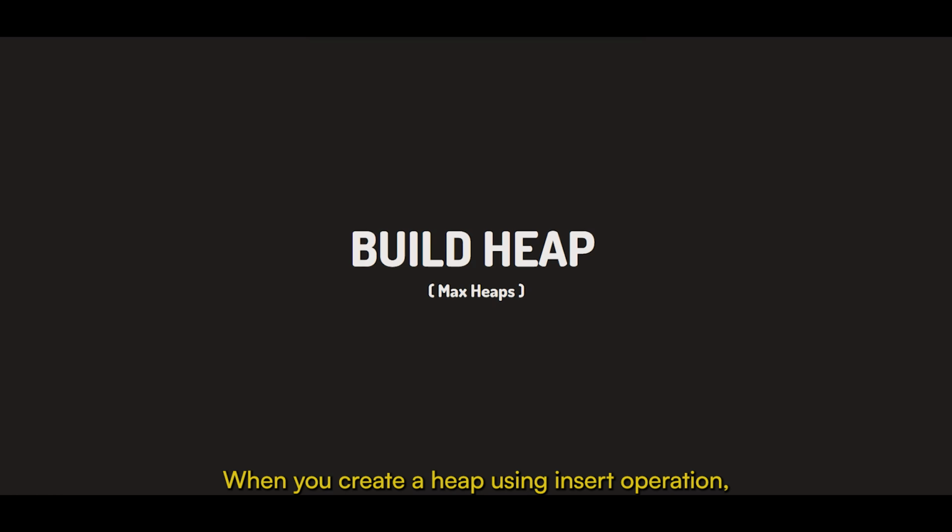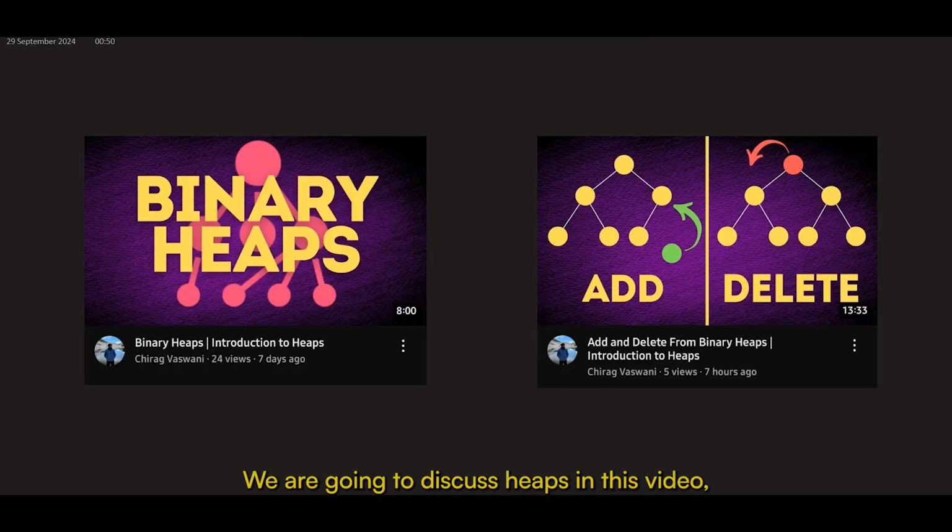When you create a heap using insert operation, the time complexity for an array of n elements would be O of n log n. But if you create a heap using the heapify operation for the same array of elements, the time it takes has an upper bound of O of n, even though it is the same array. But how?